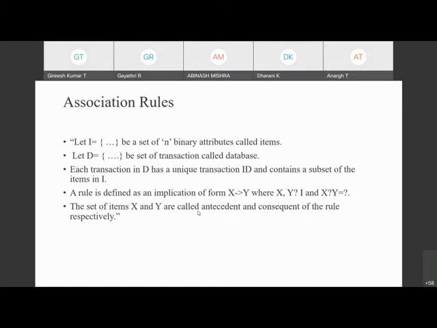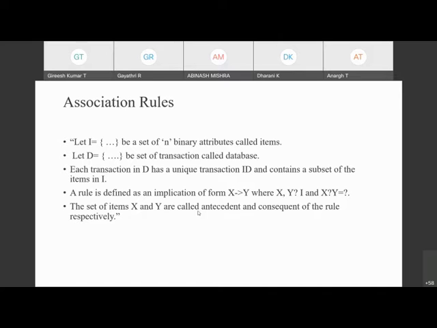Now each transaction in D has a unique transaction ID. Each and every transaction, even when you go to a supermarket, you purchase some items and you get a unique ID, that means you get a bill, and in that bill you have a unique ID. That is what is mentioned here: each transaction in D has a unique transaction ID and contains a subset of the items in I.